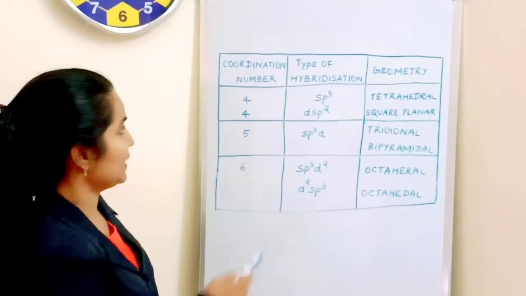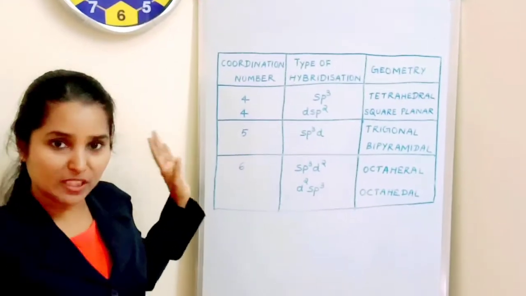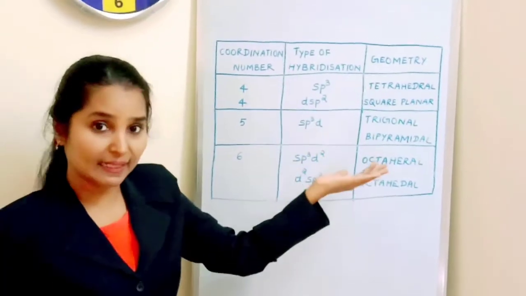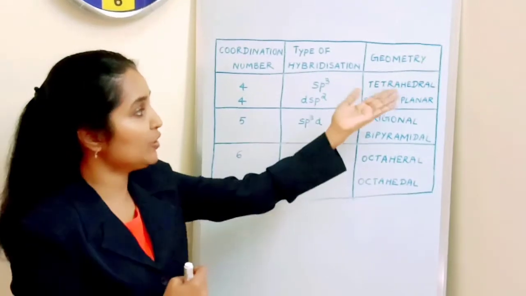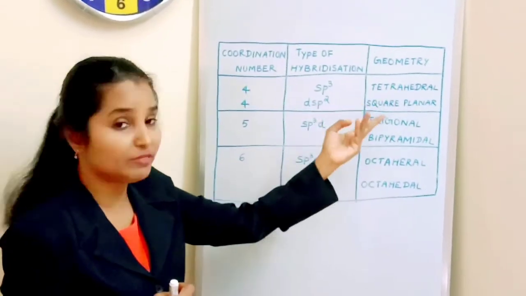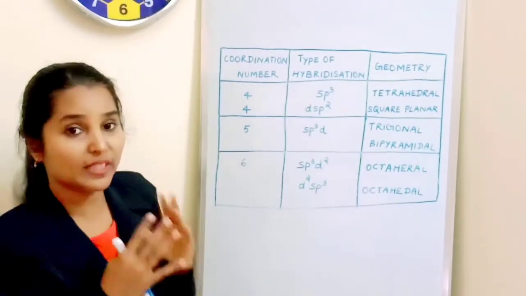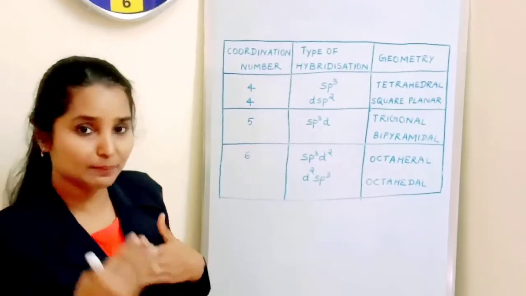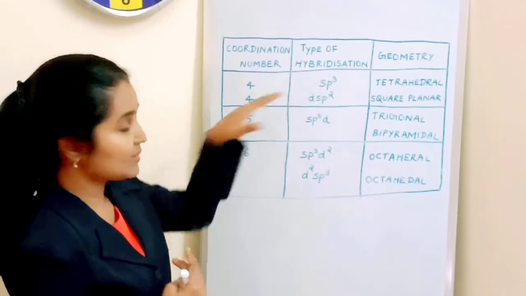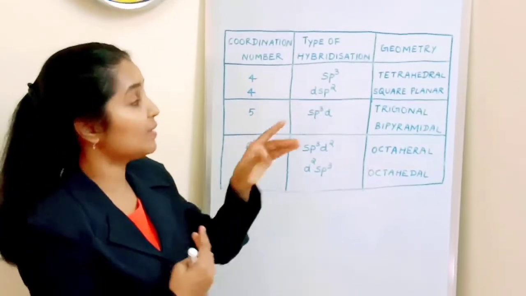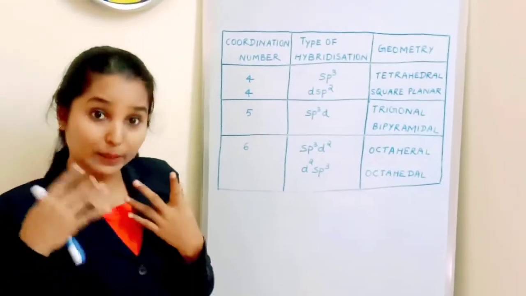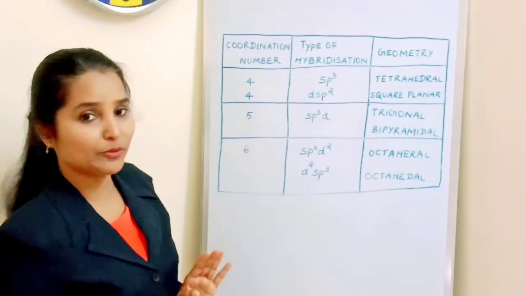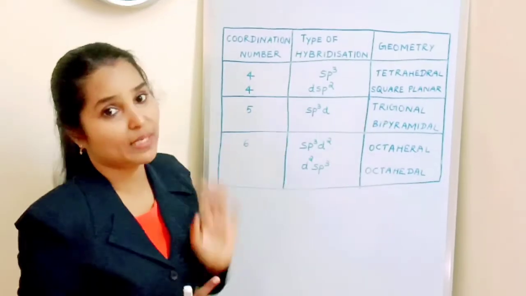You can see here, if the coordination number is 4, there are two possible geometries: one is tetrahedral and the other is square planar. How can you know which is tetrahedral and which is square planar? You have to look into the hybridization of that central metal atom with the ligands. If it is sp3, the predicted geometry will be tetrahedral. If it is dsp2, the predicted geometry is square planar.